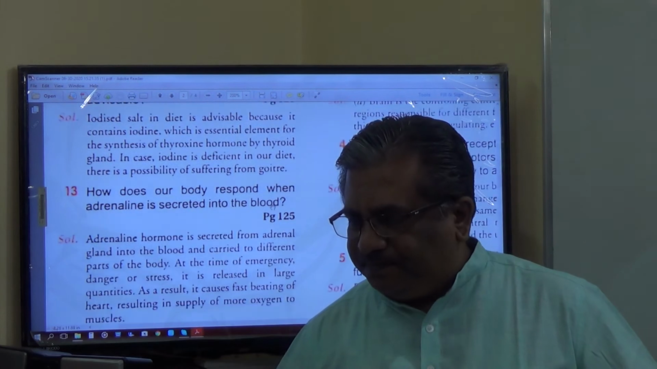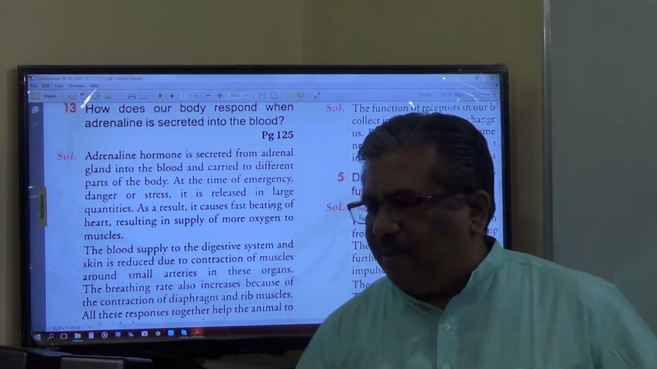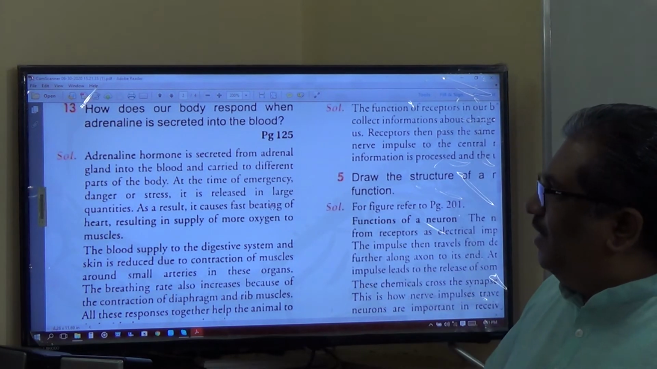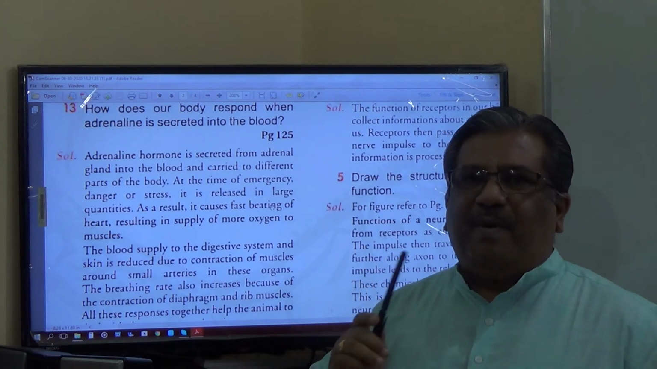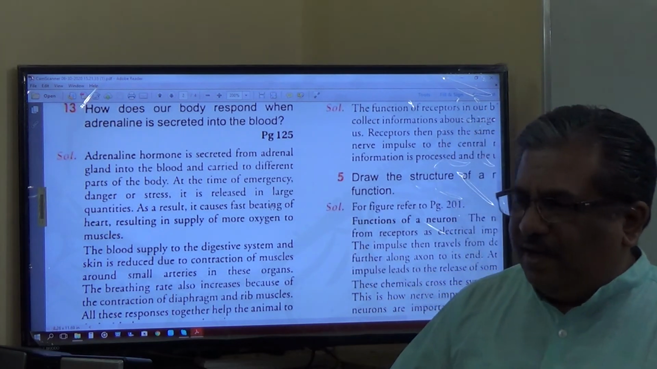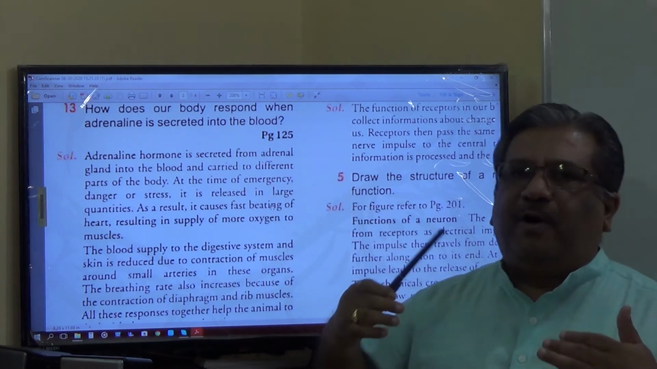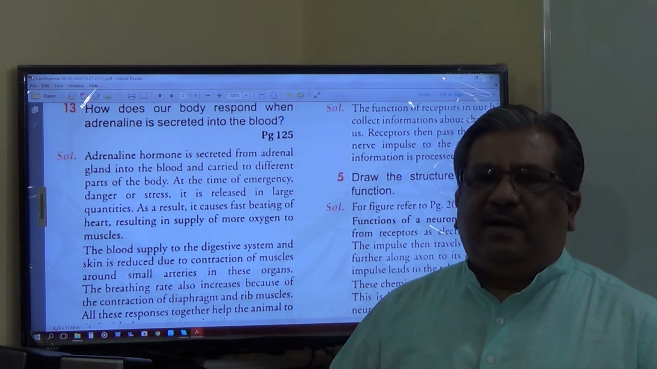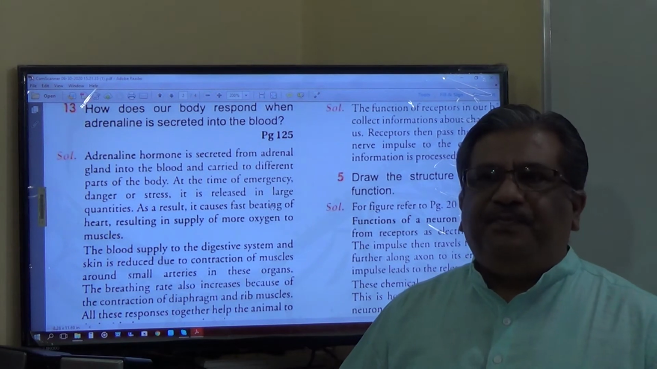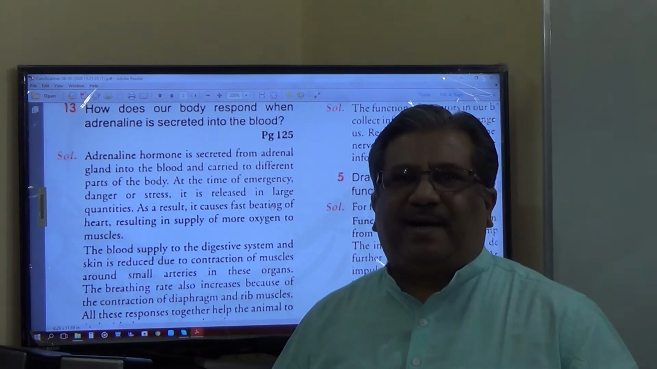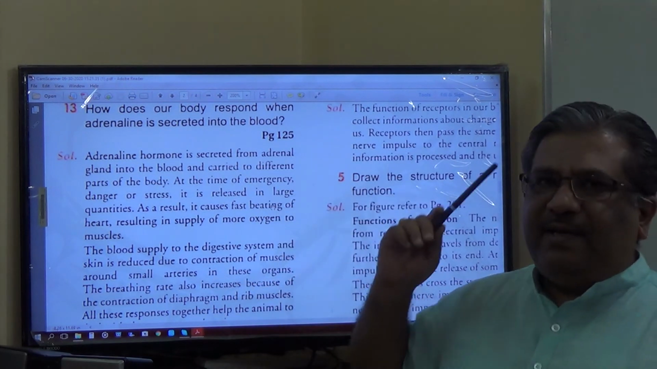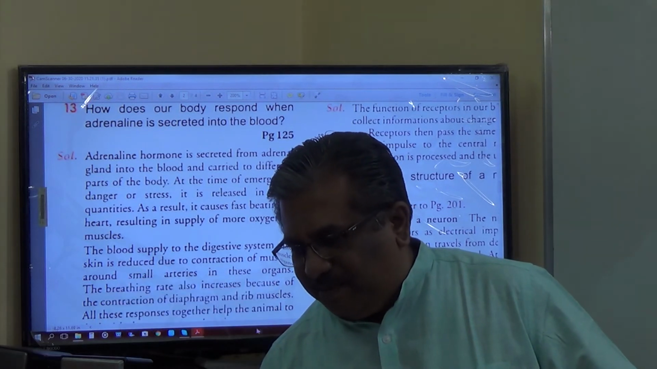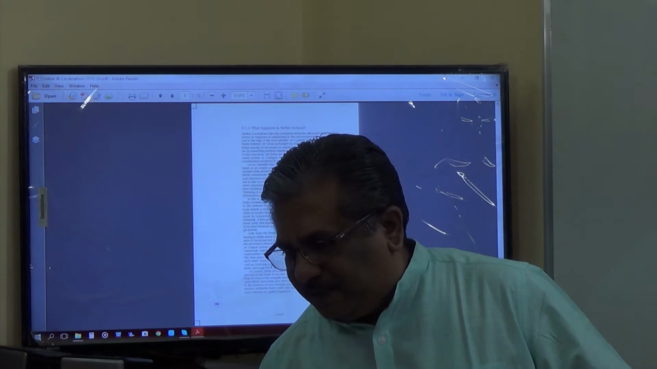Next, how does our body respond when adrenaline is secreted into the blood? I read this paragraph from your textbook, I hope you remember. How is the body prepared to tackle an emergency situation by means of adrenaline release? I am going to read that entire paragraph written over here. The same thing is in the textbook, and I hope you know it, but it is better to go through it.